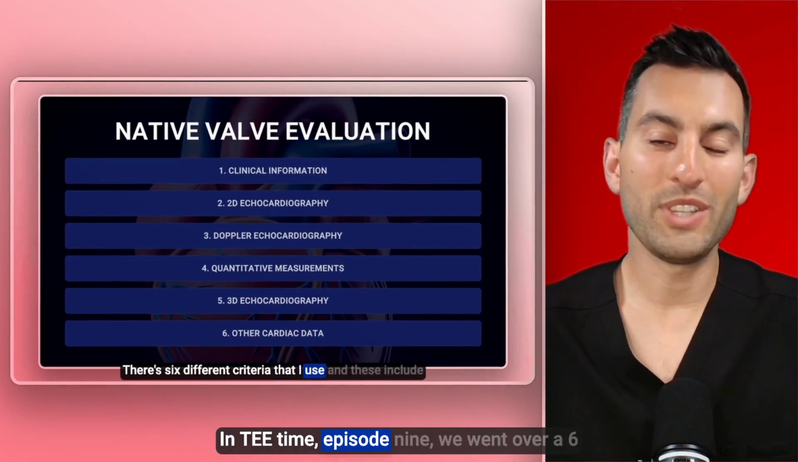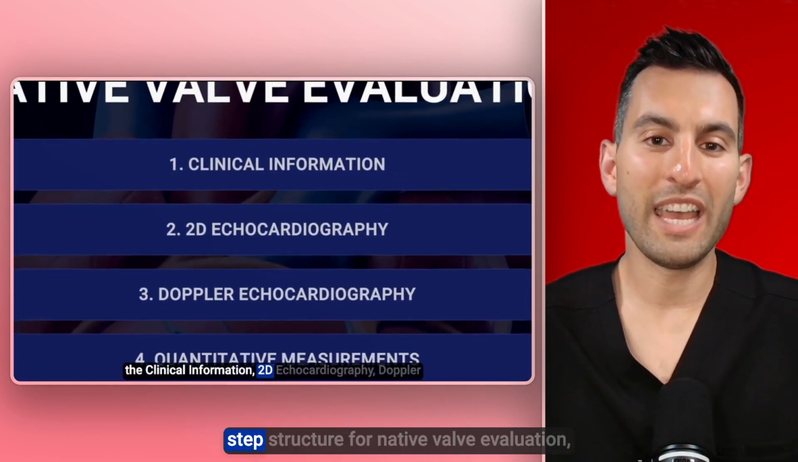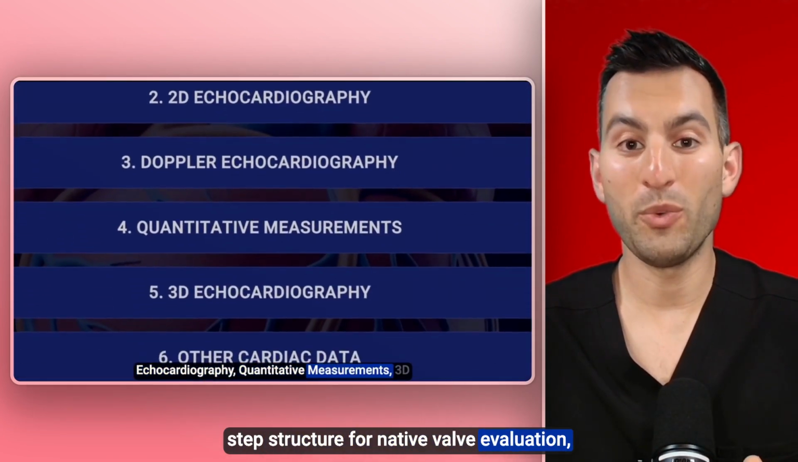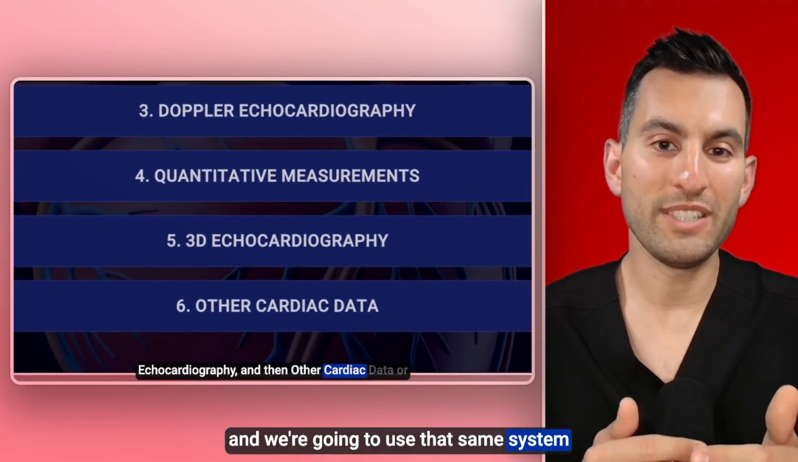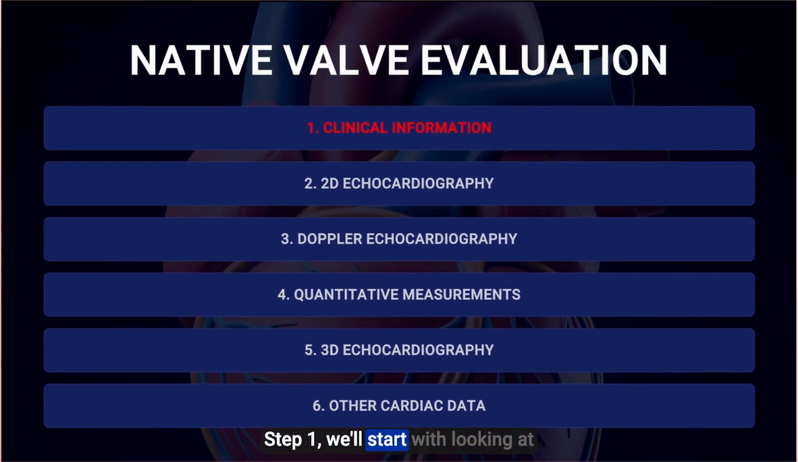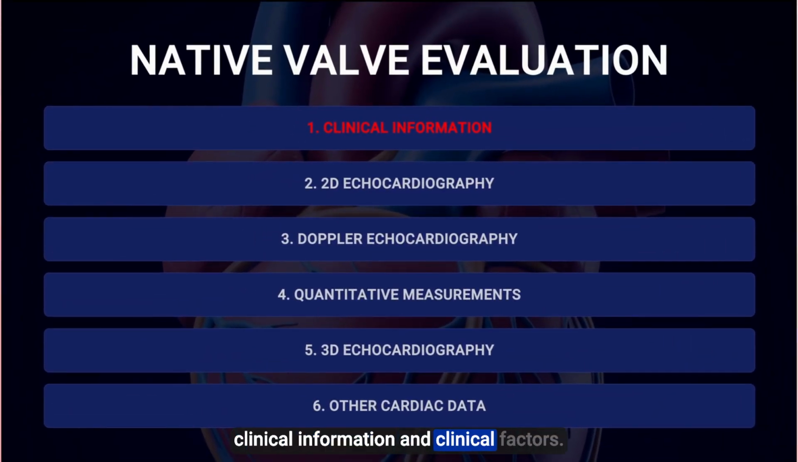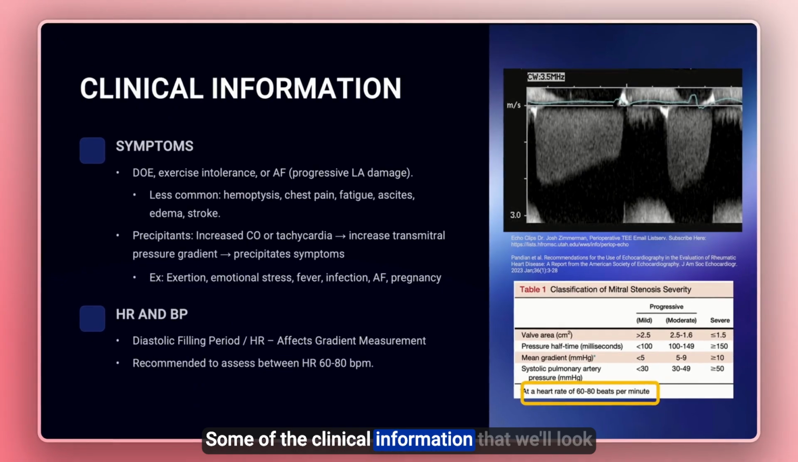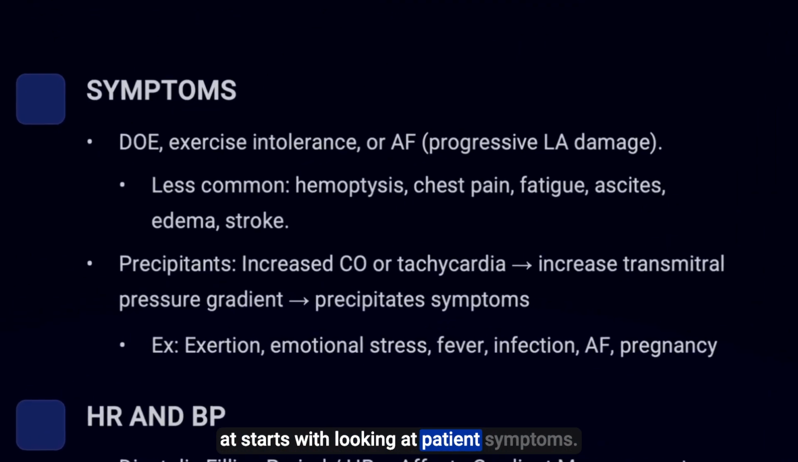In Tea Time episode 9, we went over a 6-step structure for native valve evaluation. And we're going to use that same system to evaluate patients with mitral stenosis. Step 1, we'll start with looking at clinical information and clinical factors. Some of the clinical information that we'll look at starts with looking at patient symptoms.